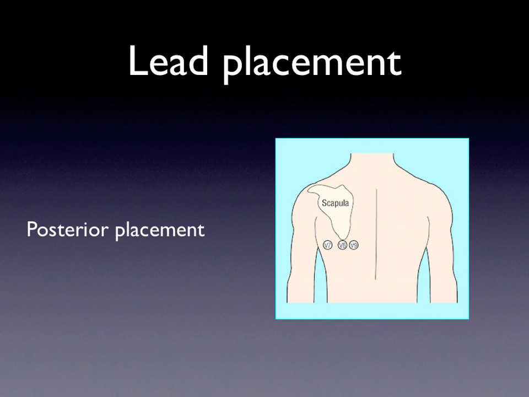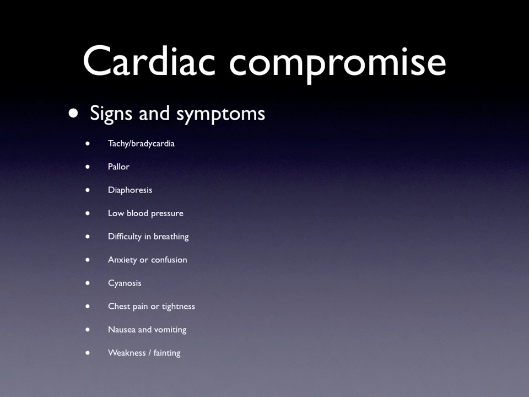Next, let's talk about cardiac compromise. Cardiac compromise, of course, means that the heart is no longer performing its job up to the point that it's meeting metabolic demand. Signs and symptoms can include tachycardia, fast heart rate, or bradycardia, slow heart rate, pallor, which is pretty much just a really ugly color, almost like a grayish tone in their skin. Diaphoresis is sweating. A low blood pressure.